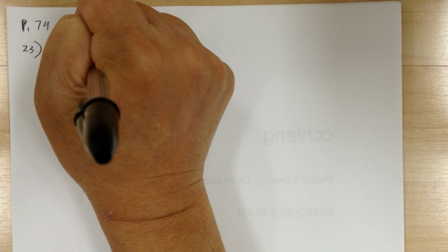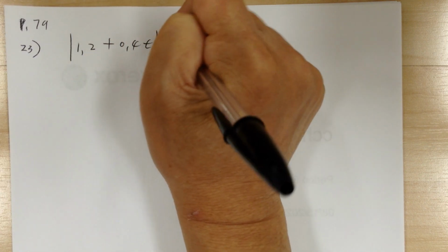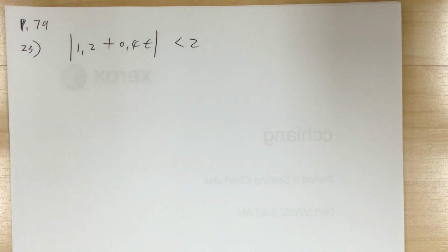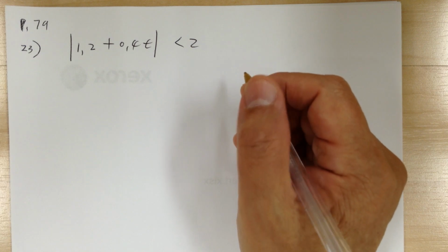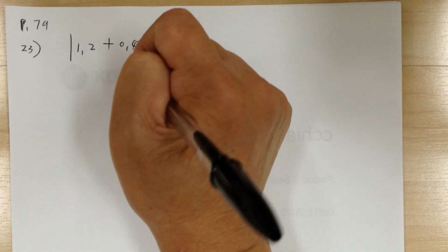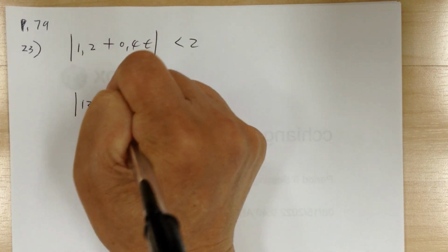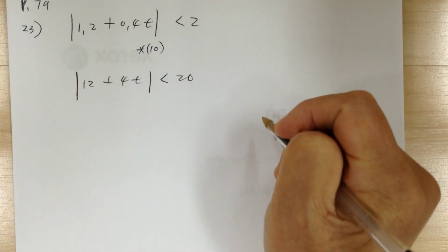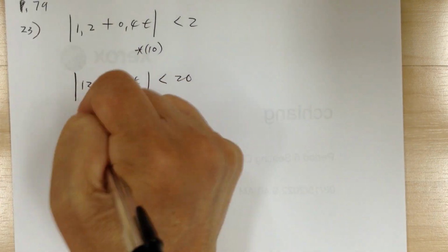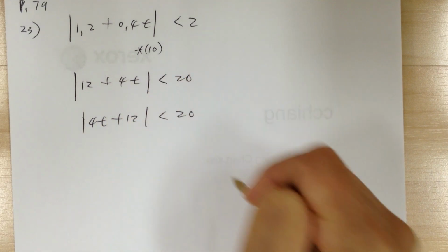Okay, you got 1.2 plus 0.4t is less than 2. When you've got decimals, first let's get rid of the decimal. The easy way to do it is to multiply everything by 10 to move the decimal one place over. So it's going to be 12 plus 4t is less than 20. Next, let's switch the terms. So you got 4t plus 12 is less than 20.